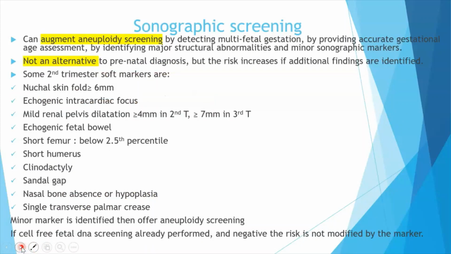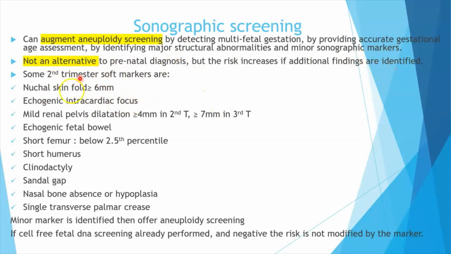Now, what is sonographic screening? Sonographic screening is the second part of second trimester screening. It can augment the aneuploidy screening by detecting multifetal gestation, by providing accurate gestational age assessment, and by identifying major structural abnormalities and minor sonographic markers. Now friends, it is not an alternative to prenatal diagnostic tests, which we are going to study later, but the risk increases if additional findings are identified in sonography.